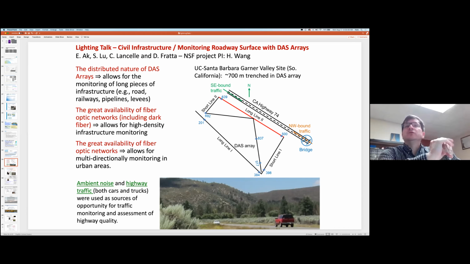What I wanted to present today is some of the results that we have been getting in Garner Valley, a site of University of California, Santa Barbara. We put in an array of about 700 meters that was trenched next to Highway 74, and we were monitoring this with a Silixa iDAS interrogator.